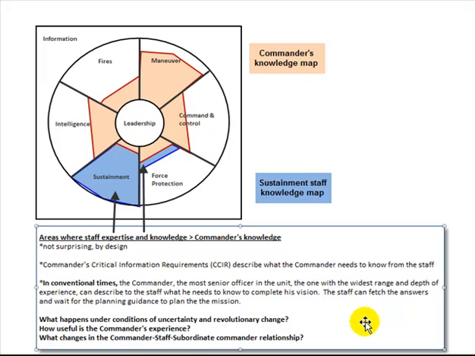It's fair to then ask ourselves, what happens under conditions of uncertainty and revolutionary change, when the commander's experience no longer is an effective guide to the current and future circumstances? How useful is that? What has to change in the commander's staff and subordinate commander relationship when that occurs?